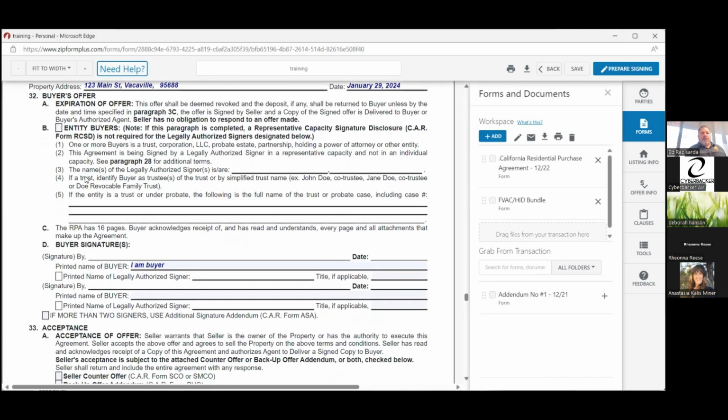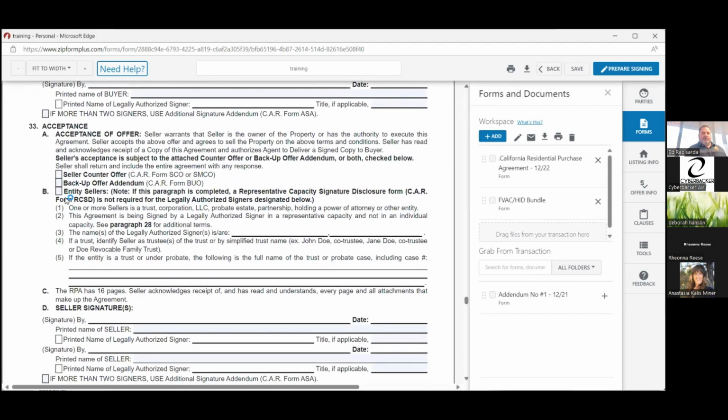Here it talks about expiration of offer and entity buyers. If they're accepting it, they can accept it a couple different ways. One is just flat outright, they accept it. They could give a seller counter offer. They could do a backup offer, right? And the seller could also be an entity.